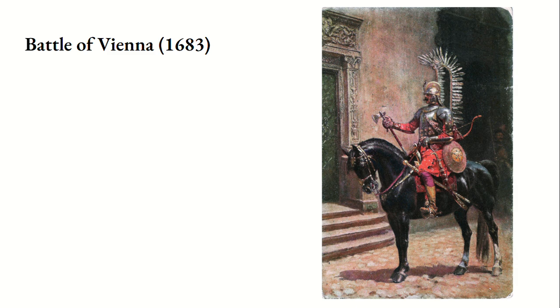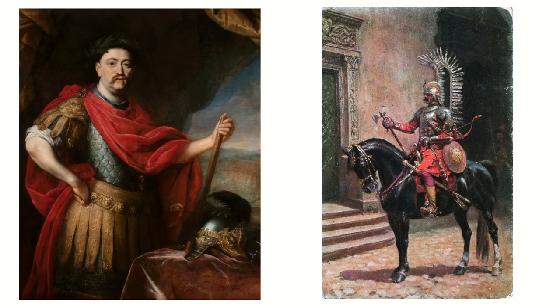And they were led by this guy, Jan III Sobieski, who was elected king of Poland a little bit before the siege. And these guys came down the hill and drove off the Ottomans and saved Vienna from falling.